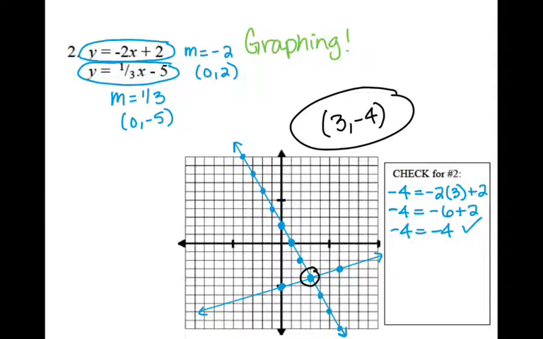For the second one, where I see a y, I'm going to replace it with -4. Where I see an x, I'm going to replace it with 3 and see if it works. 1/3 of 3 is just 1. 1 minus 5 is -4. So that solution is correct.